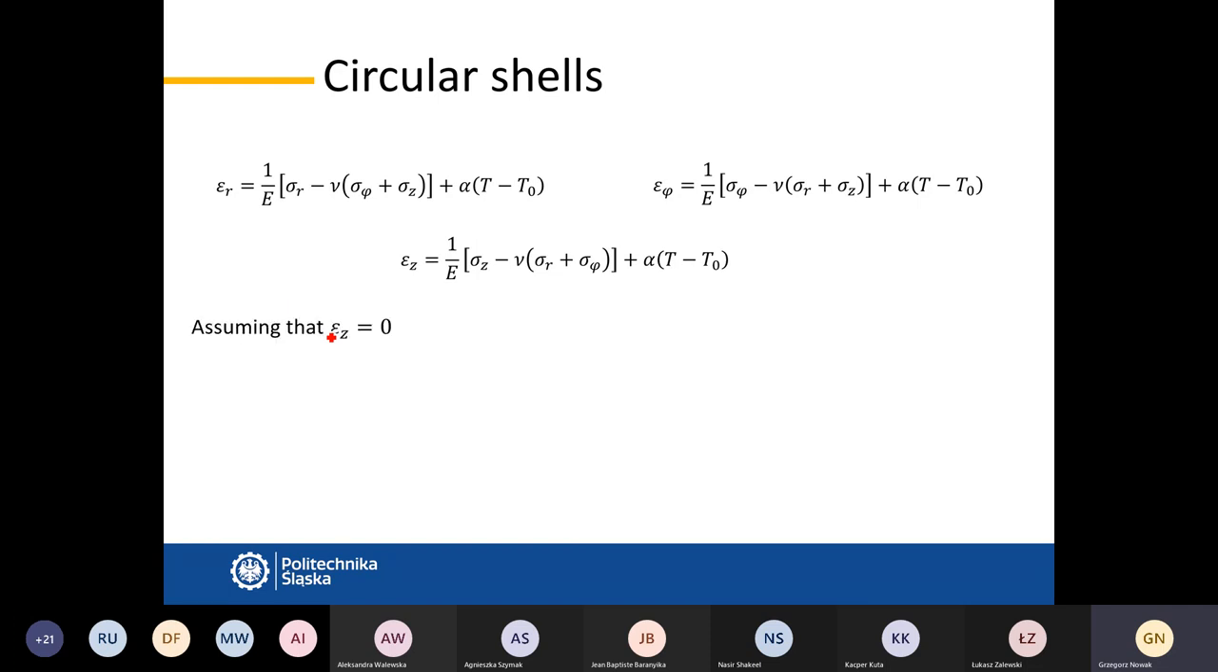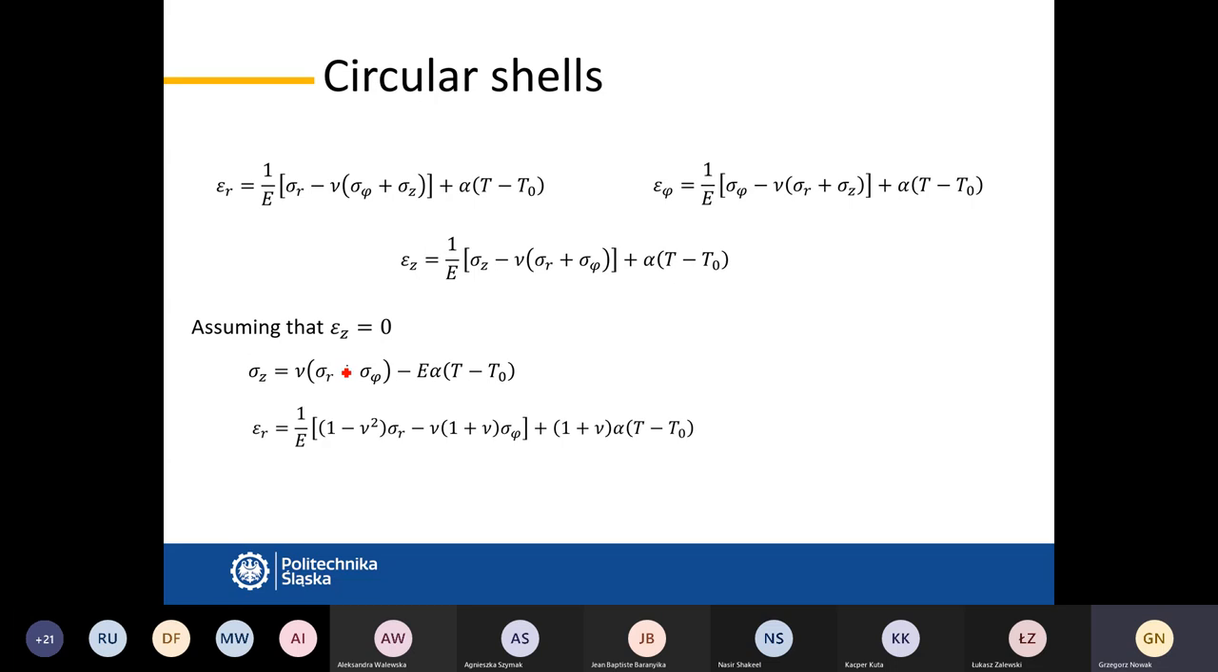If we assume that epsilon z is zero, so the shell is fixed at the ends, so it has no possibility to extend. It will generate force and, in consequence, stress in z direction, which will be nu, the Poisson's ratio, times sigma r plus sigma phi, so the radial stress plus the circumferential tangent stress, minus alpha E and temperature rise, temperature difference. So temperature minus, let's say, the zero stress temperature. So temperature rise.